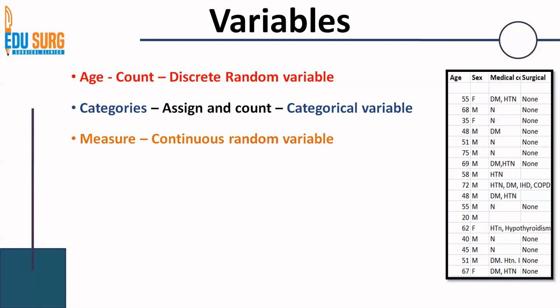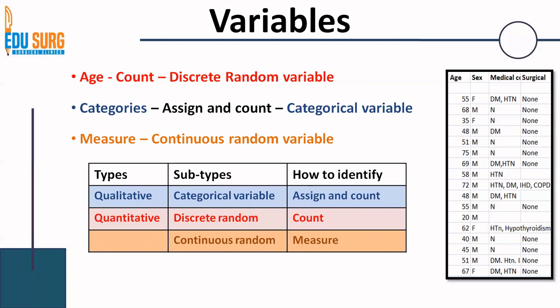Now, this is not difficult. I'll also explain this in a very simplified manner. The types of variable can be qualitative and quantitative. Qualitative is what is known as a categorical variable. You can't count a categorical variable without assigning them to categories, such as gender, such as residence, such as medical comorbidities. You have categories, male, female, right?